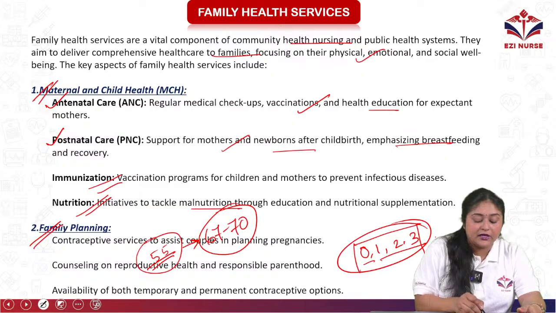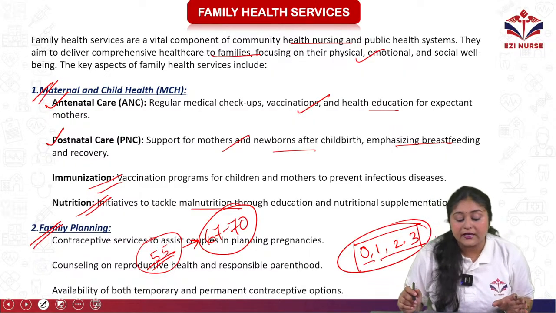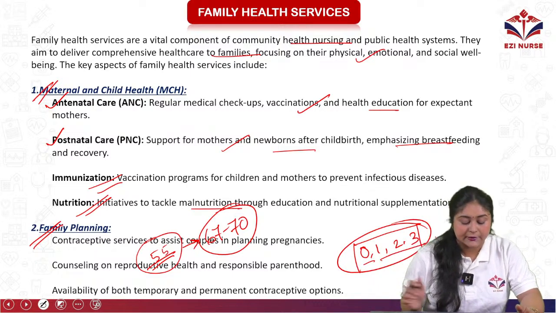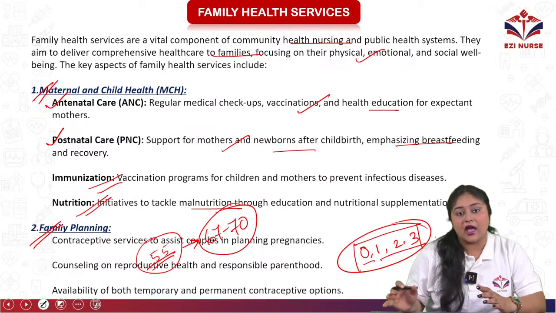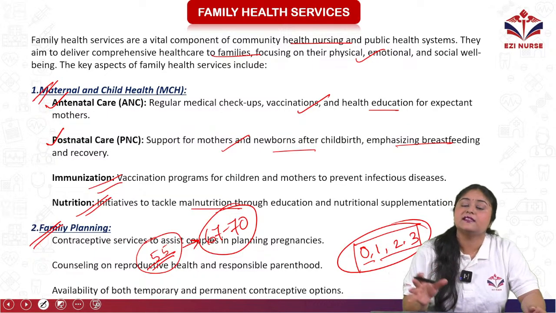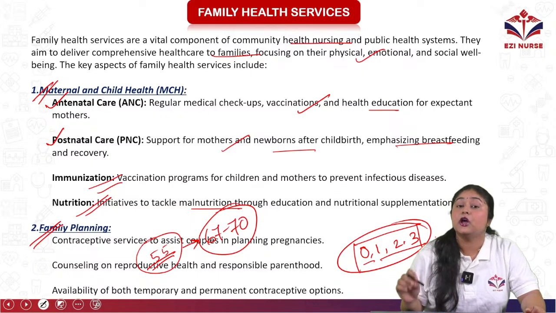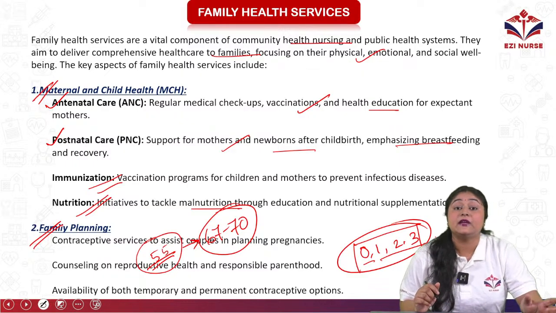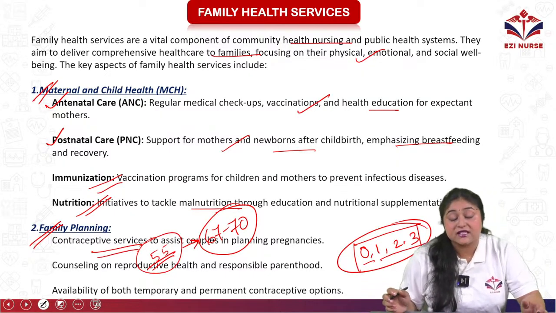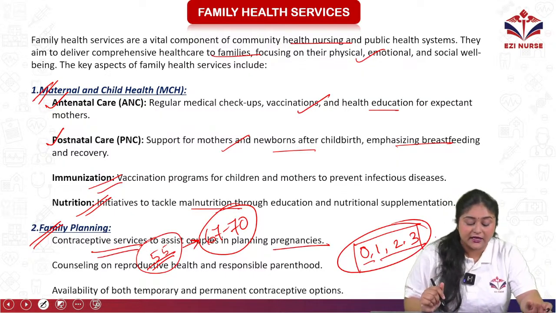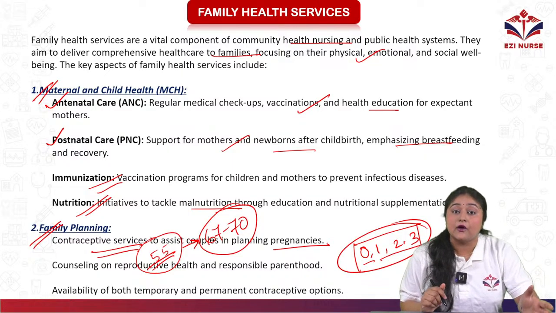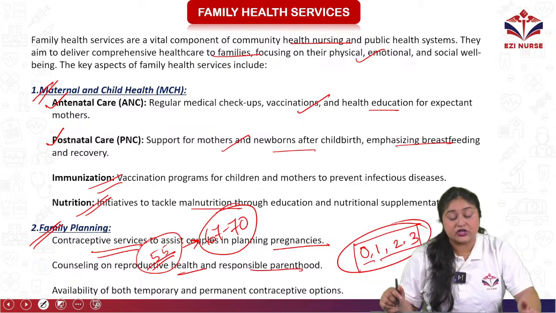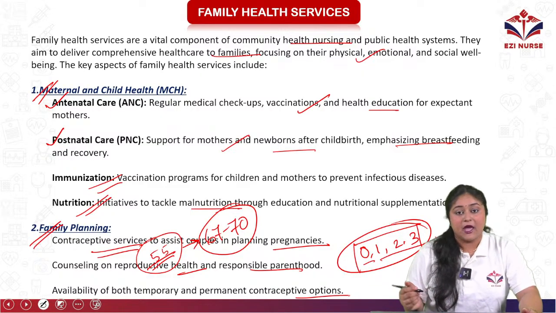So now come to family planning. This is also one of the most important components in family health care services to manage the population of our India. What is family planning? What are the methods of family planning? Why is it important for each and every eligible couple of our community? We have to provide all of this. For family planning, mainly we have to provide contraceptive services, which assist couples in planning for pregnancy. We also have to provide counseling for the eligible couple on reproductive health and responsible parenthood, and on the availability of both temporary and permanent contraceptive options.